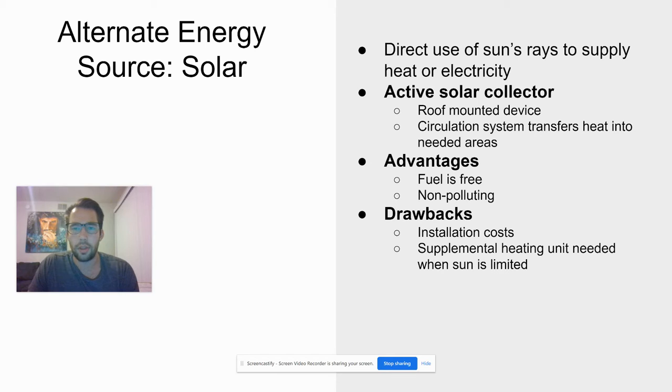Some drawbacks is that installation costs can be really expensive. So if you're just starting out, these can be very, very expensive to install, but they will eventually end up paying for themselves because they're going to limit the amount of electricity you have to pay for. And you'll need supplemental heating units if you live in a place that doesn't get a whole lot of sunshine. You're going to need some backup so that you don't run out of heat or electricity due to lack of sun.